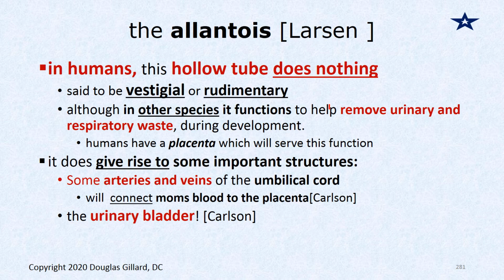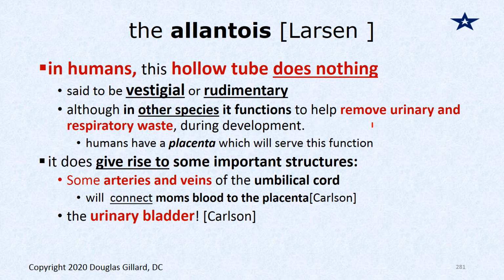In humans, it's vestigial. It doesn't really do that much other than induce the formation of the urinary bladder. I guess that's important. But the tube doesn't really work. No urine comes out of the bladder and goes into the umbilical area. Like in some species, it does. It's filled with urine, and it goes into the mom, and she takes care of it. But it's vestigial in humans.